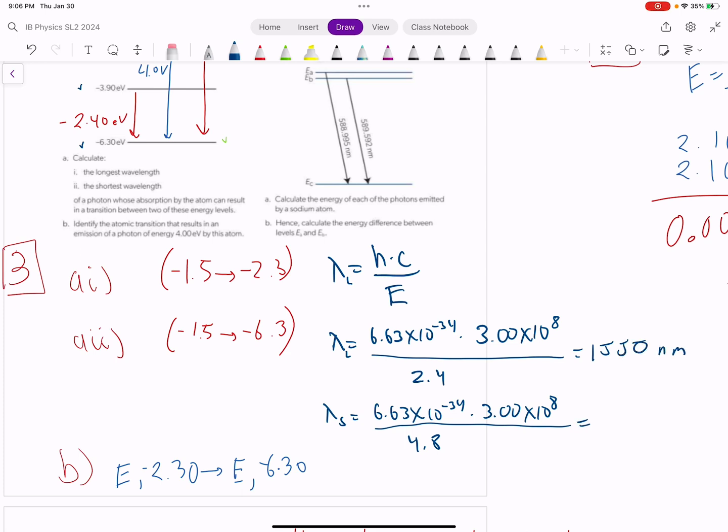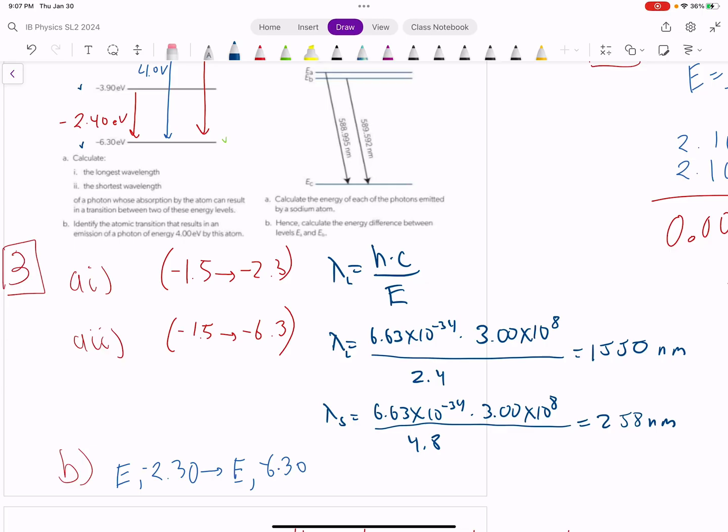And we would get 258 nanometers. And the reason we want them in nanometers is because visible light is usually in nanometers. Ironically, these two values aren't really on the visible spectrum, but typically we like to use nanometers because it could be significant if we're trying to figure out what color it's emitting. This is going to be just outside the visible light, so ultraviolet light.